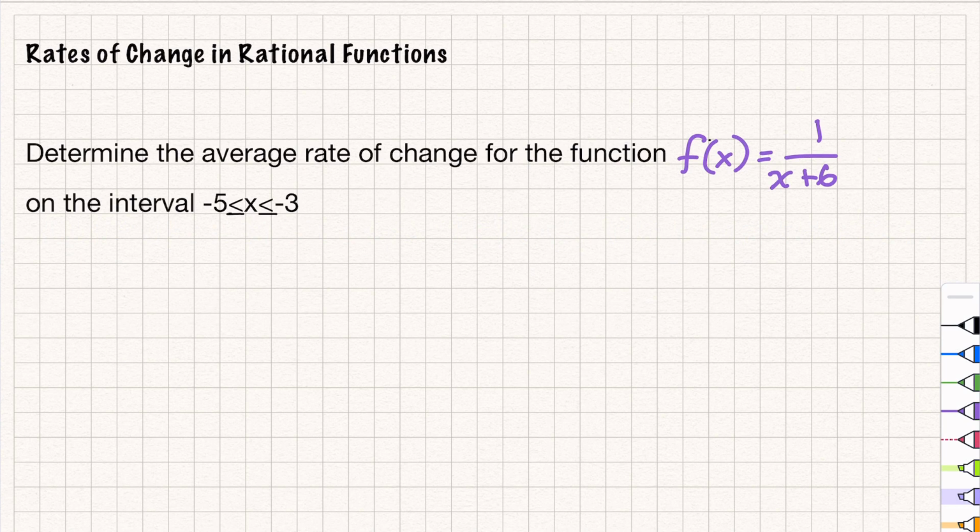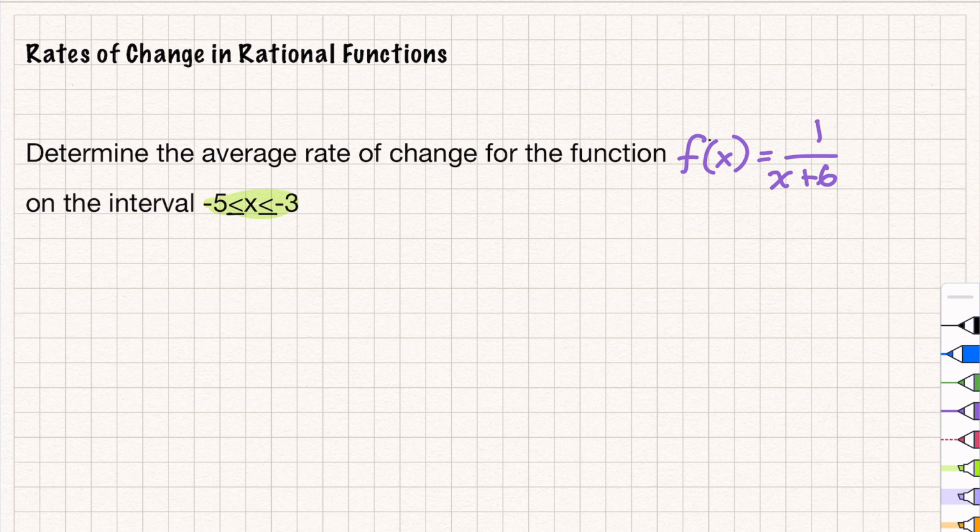As we come to the end of this unit, we're revisiting rates of change in rational functions. First, we're going to review finding the average rate of change. For the following function, f(x) = 1 over x plus 3, we're going to find the average rate of change on the interval where x is between -5 and -3.